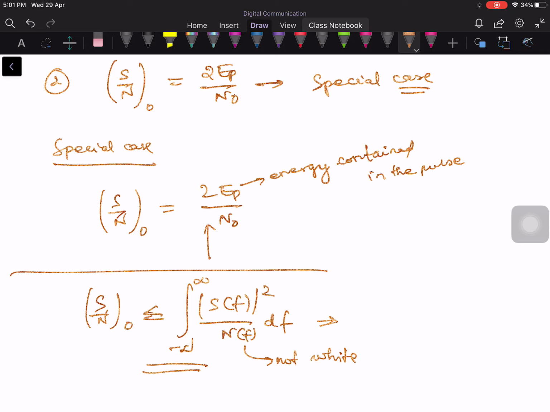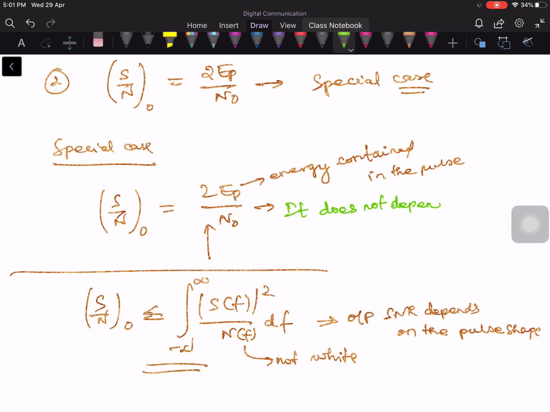Here, the output SNR depends on the pulse shape, so it matters what type of pulse you choose. And here, in the special case, it does not depend on the pulse shape. In the general case, of course, you should take care what type of pulse you are going to use. But in the special case, it does not depend on the pulse shape.